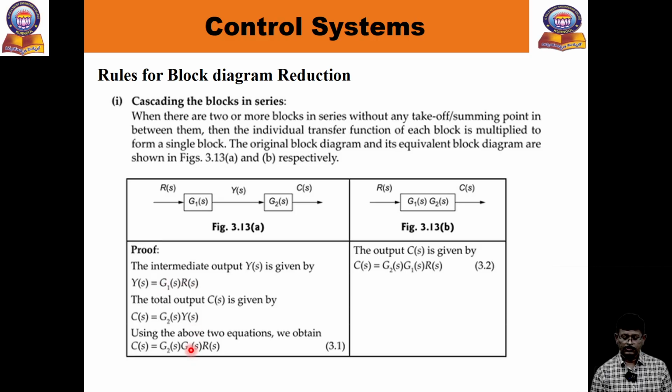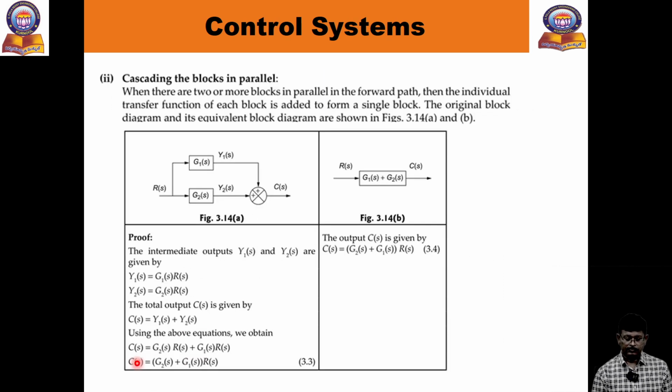So substitute here G1 of S, R of S. At the end you will get C of S equal to G2 of S, G1 of S, R of S. Here also you can see C of S equal to G1 of S into G2 of S into R of S. So this equation is the same. Both are the same. So when the blocks are in series, multiply the individual gains and you will get a single block. Similarly, we will go to the second one.